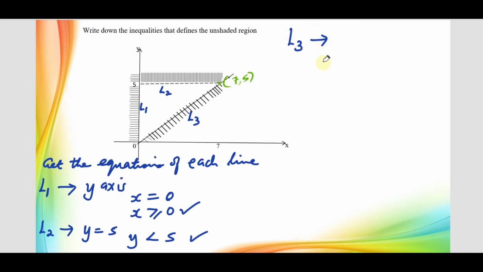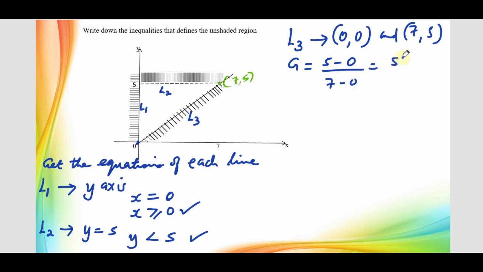Now in line 3, we have to get the equation of this line. This line passes through 2 points. This point is (0, 0), and the other point on the same line is (7, 5). So we get the equation of this line. The first thing is to get the gradient. Gradient is change in y over change in x. That gives 5 over 7.